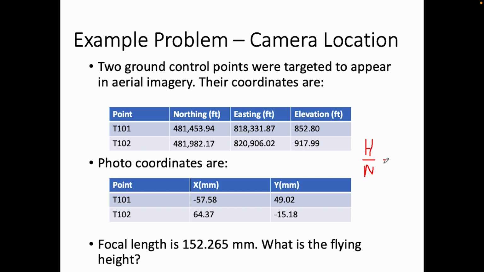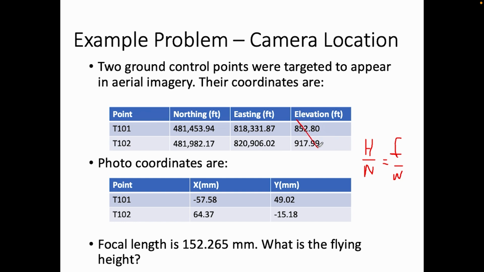H over capital W is equal to the focal length over little w. For whatever reason, I can't draw a big W. That's supposed to be a big W there. And so that's the height of the drone above the ground, which is what we're solving for, divided by the distance between the points, the ground control points. That's going to be given by this.